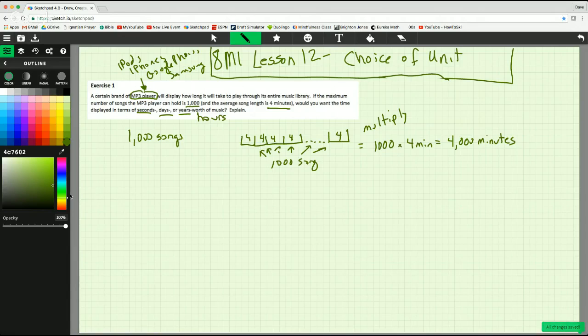So now that's the first part of the problem. Now we'll write this in a different color here. Let's write our 4,000, and we want to convert that into seconds, hours, and days. And then perhaps we'll also do years, because the problem asks us to. So let's see. This is 4,000 minutes.